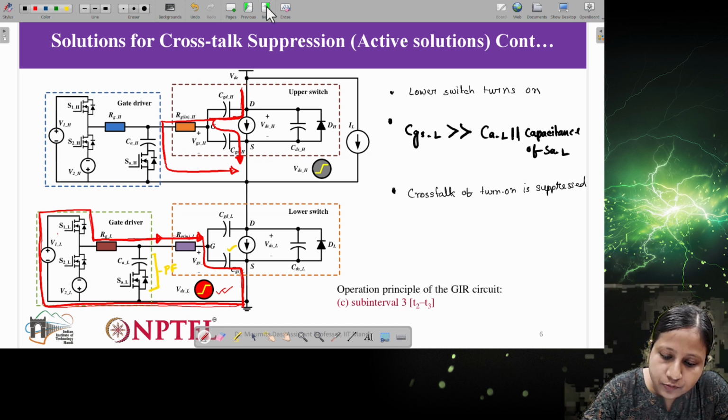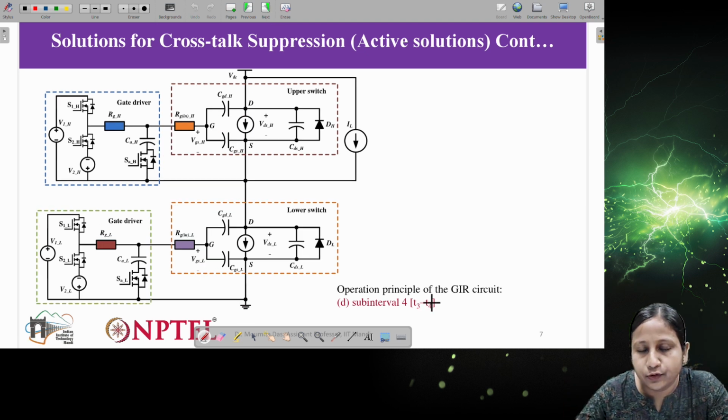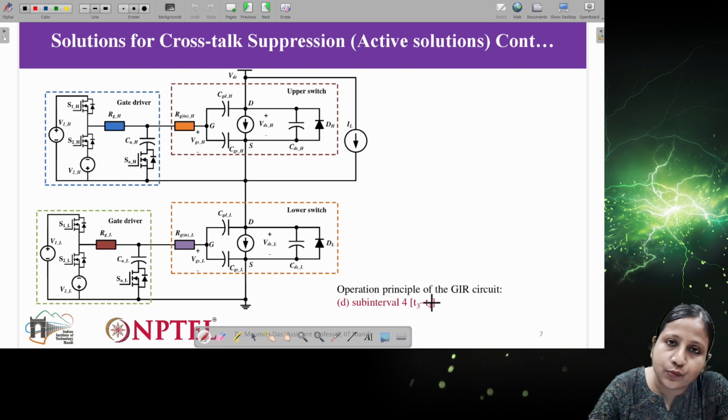Now next, move to the subinterval T3 to T4. So now this switch is on. Basically the lower switch, the on condition we have seen. So now let's consider what happens in the turn off condition.